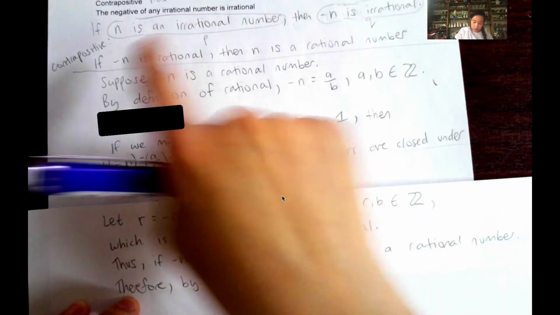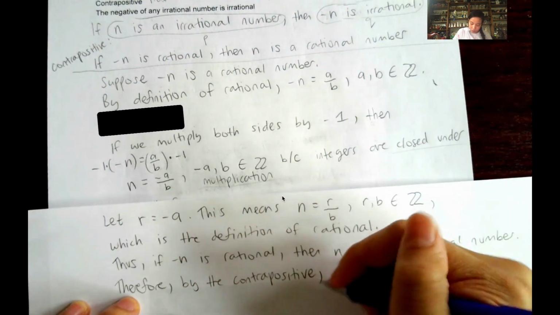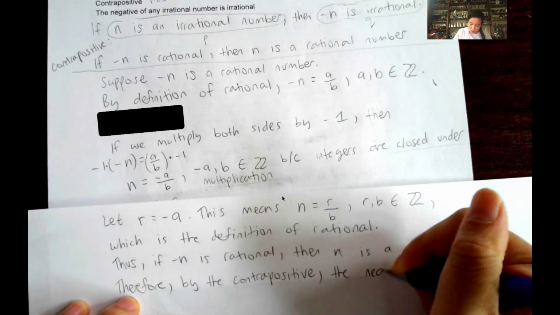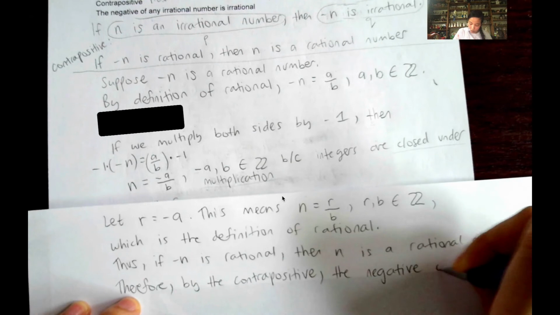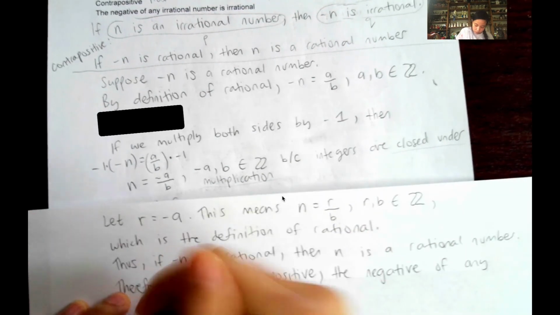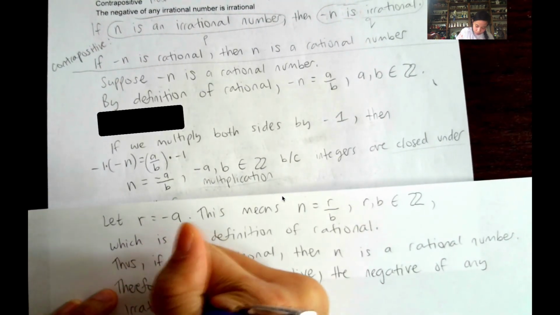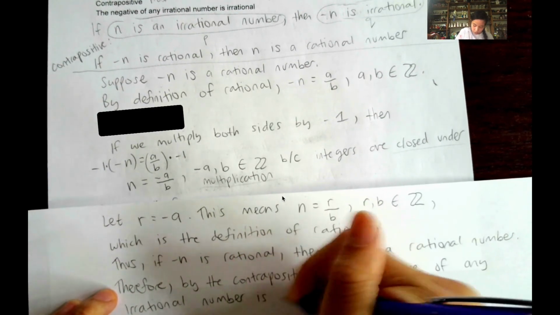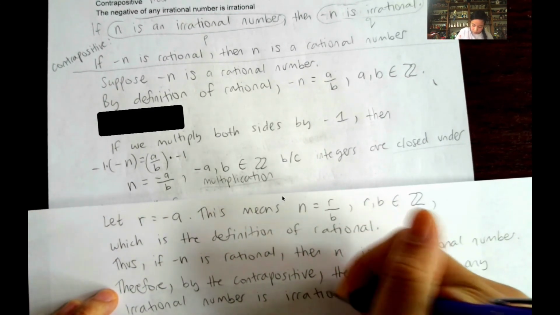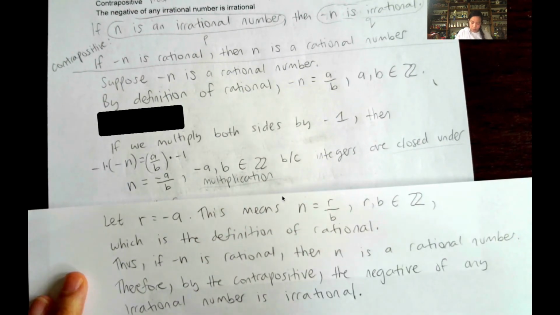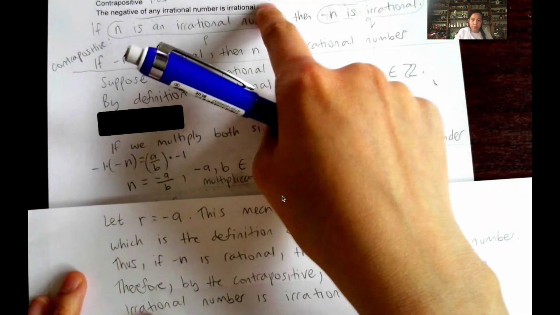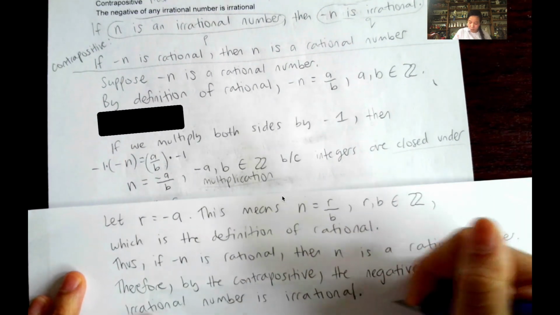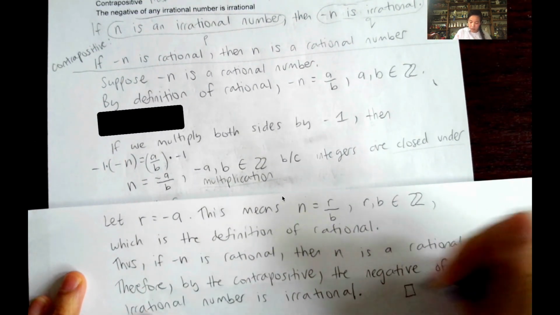So we could write the conditional, or we could write the original sentence we wrote right here. So we could say, therefore, by the contrapositive, the negative of any irrational number is irrational. And that's how we prove this statement right here. And we could put a little square symbol to indicate that this proof is done.